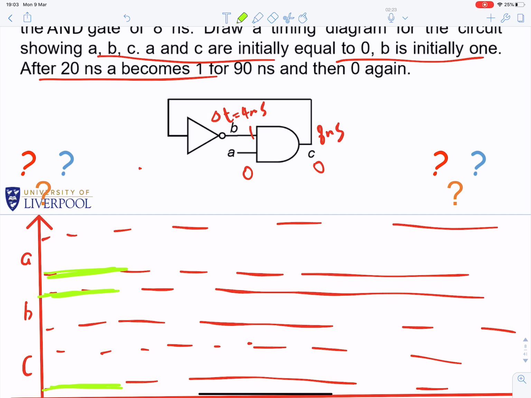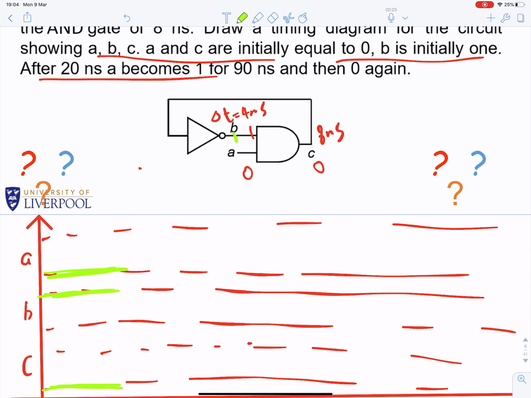And now, what will happen to the next state? The next state for C is still going to remain zero, right? So this is going to remain zero, which means that it is a stable state. So now we are going to change it for the AND gate here, and now we're going to change it to the inverter. So this is zero. And now we're going to change B to 1.